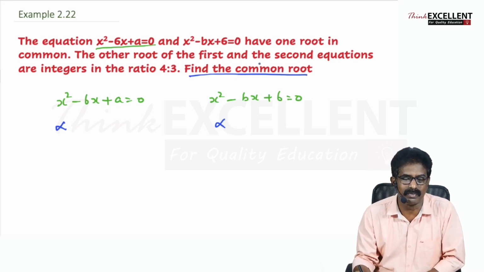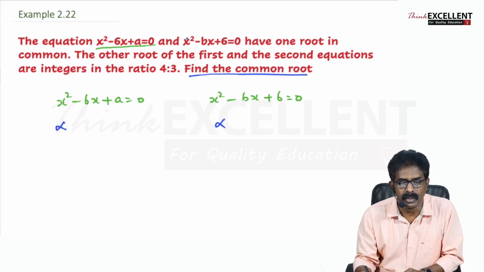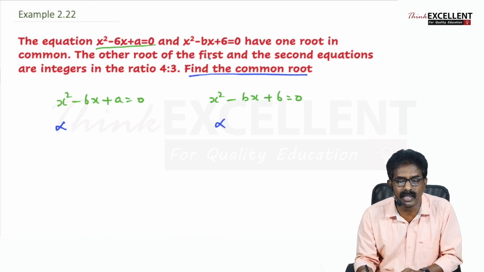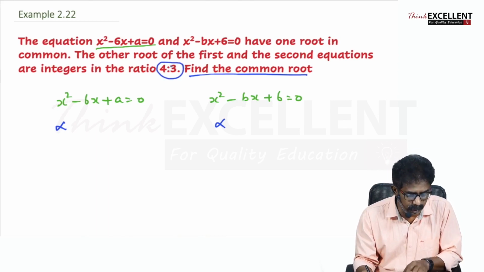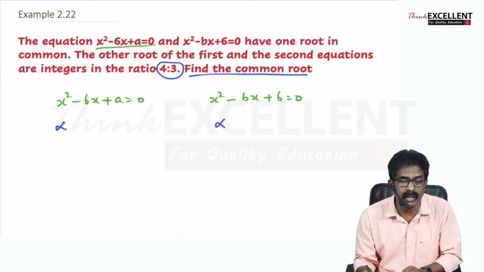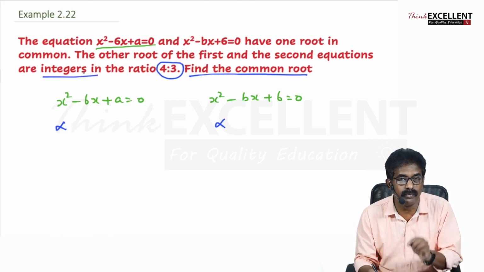So you have to find alpha only, right? Well, they have one root in common. The other thing they are telling, listen carefully: the other roots of the first and the second equations are in the ratio 4:3. Other roots are in the ratio what? It is given 4:3. Every word is important.